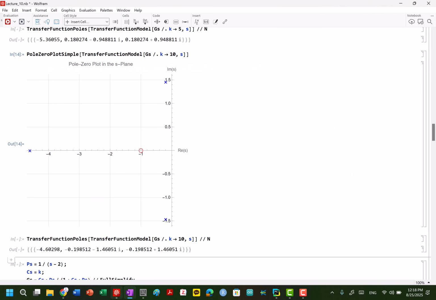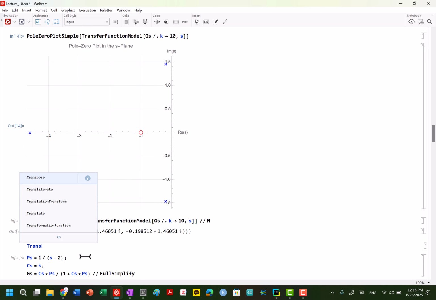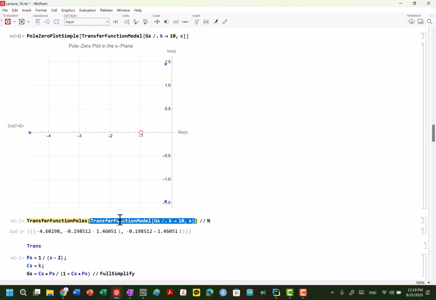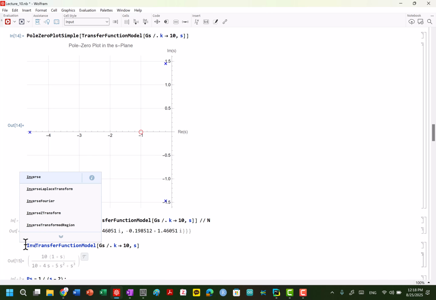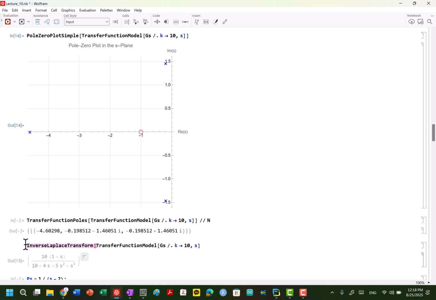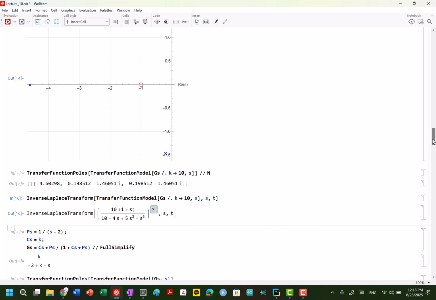And so what we can do is we can say, well, okay, now I want transfer function model of this. And now I want inverse Laplace transform, comma S comma T. So I want the inverse Laplace transform of this function.